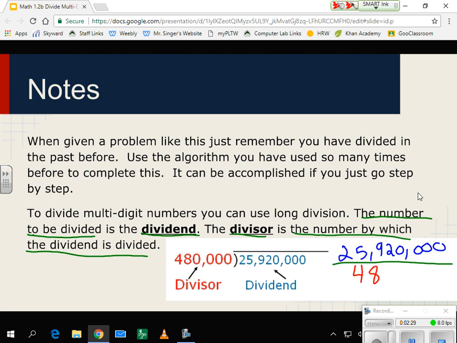Because the way to think about this is the divisor is the whole. These are the whole groups. 480,000 is your whole group. The dividend is the parts. How many people are going to fit into each one of those groups? Now, we're not going to solve this right now, but I do want you to look at it and say, how are we going to solve this? By the end of the class, I think you'll be able to solve this and feel a little more comfortable.